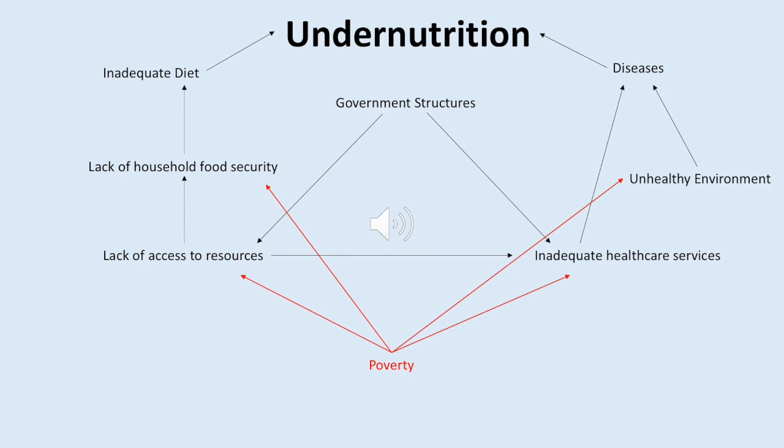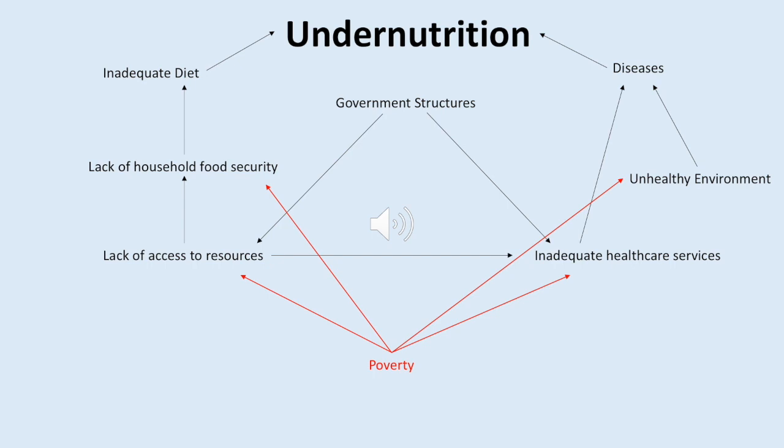can be caused by the lack of household food security. So that's just any household that doesn't necessarily know where their next meal is coming from, or if there is going to be a next meal, or what that next meal is going to be. And that can be caused by either lack of resources or really the underlying cause of a lot of these things, which is poverty, which is why it is in red.